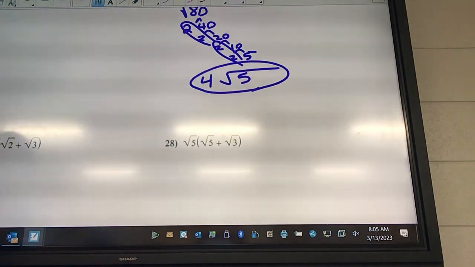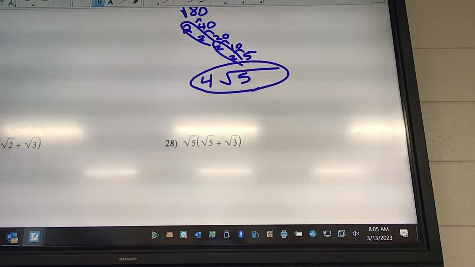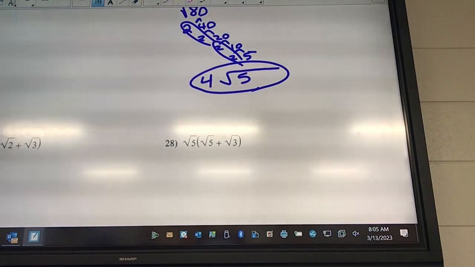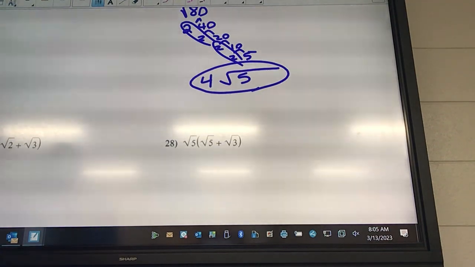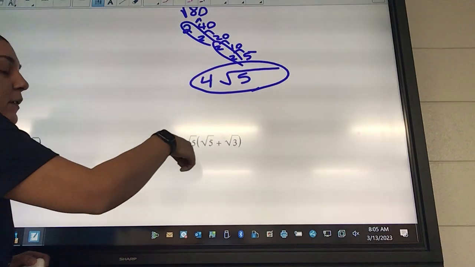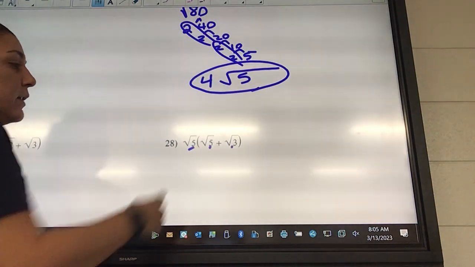Okay, 28. You can multiply the insides together and multiply the outsides together. So make sure you're paying attention whether it's an inside piece or an outside piece. Is this an inside or outside piece? Inside. What about this one? Inside and inside.